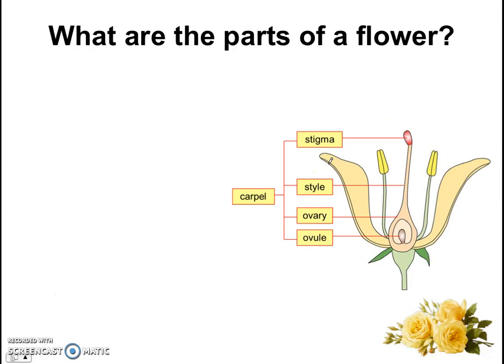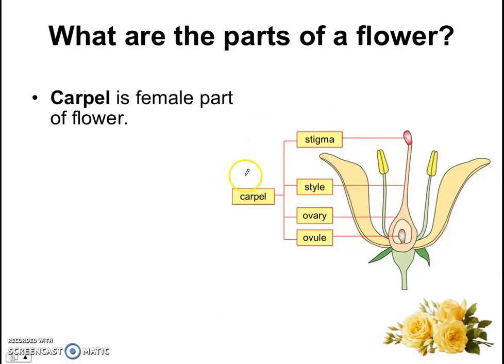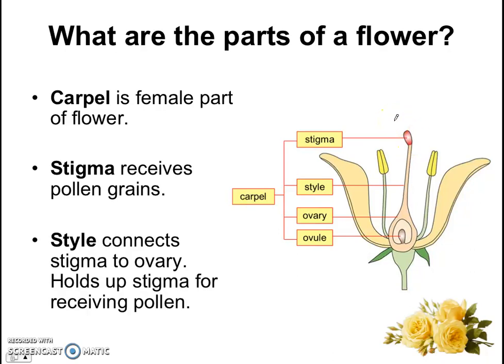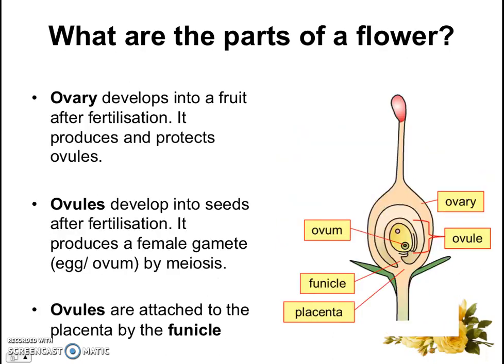Alright, finally, we look at the female part of the plant. Now, the female part of the plant is called the carpel. The carpel is made out of several parts. Firstly, we have the stigma, which is the tip. This is the sticky part usually that helps to receive the pollen grains. And the stigma is held up by the style. Right? So here's the style, which connects the stigma to the ovary down here.